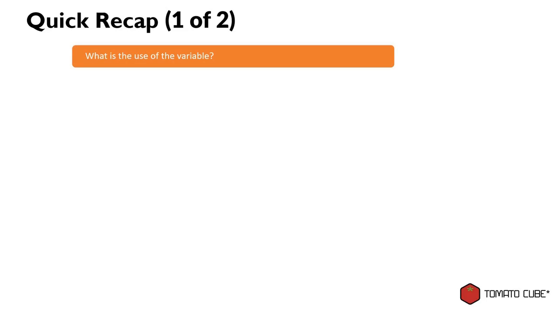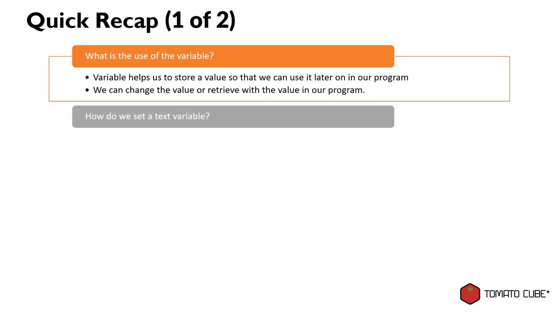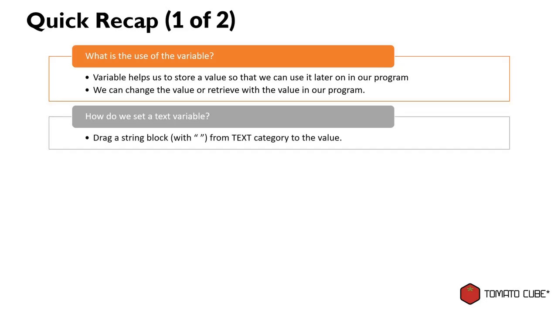So let's do a quick recap of what we learned today. What is the use of the variable? Variables help us to store information or a value so that we can use it later on in our program. And we can also change the value or retrieve the value inside our program. How do we set the value for a text variable? Remember, we need to drag a string block that has a double quote in it from the text category into the value box in order to set the value for a string variable.